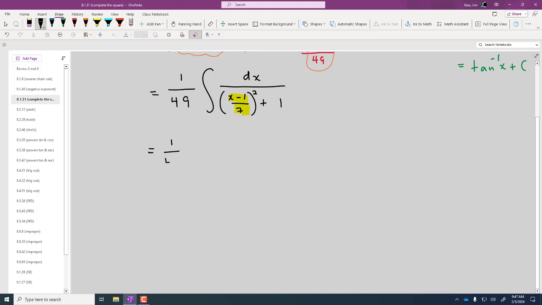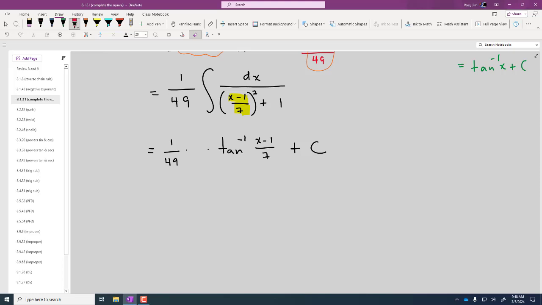So this is going to be 1/49. I'm going to leave space for the reverse chain rule. We know that we're going to get a constant from the derivative of that. So it's arctangent of whatever's in the parentheses, so x minus 1 over 7. There's going to be a plus c, we're integrating. And what is the derivative of that yellow quantity in there? 1/7. Right, the derivative of this is 1/7.